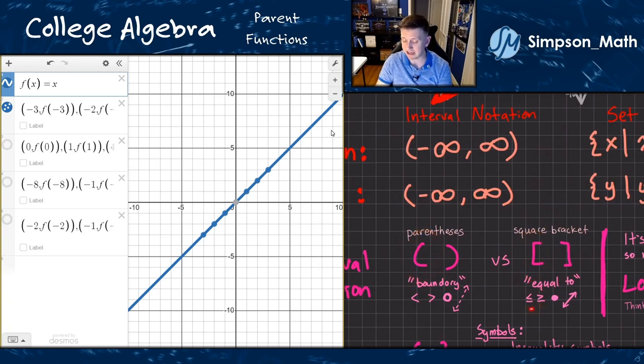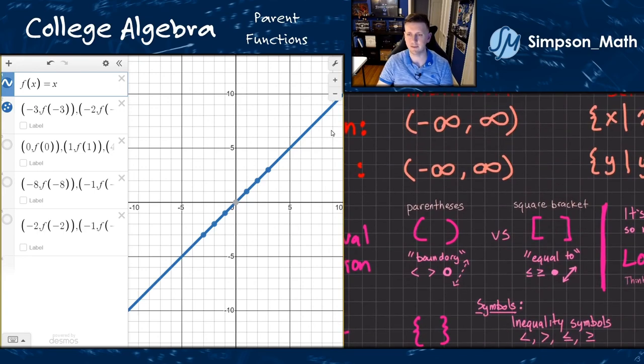The square brackets are like the equal to's of the sets. They're touching it. So the equal, less than or equal to, greater than or equal to. It's like a dot where it's touching it, or a line where it's that boundary. So it's the equal to's that are touching. So that's interval notation, low to high. And you have to be mindful about the ends. And we'll see some examples of that in a minute.